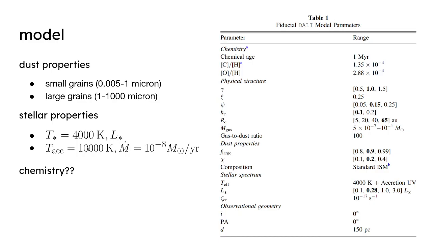like a central source of luminosity that comes from accretion. It has an effective temperature of 10,000 Kelvin and a mass accretion rate of 10 to the minus 8. All very classic values. And these values can be converted to luminosity.